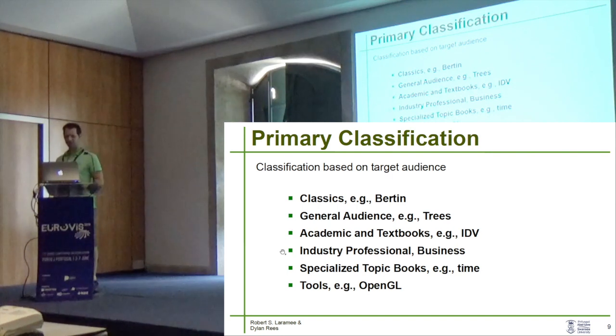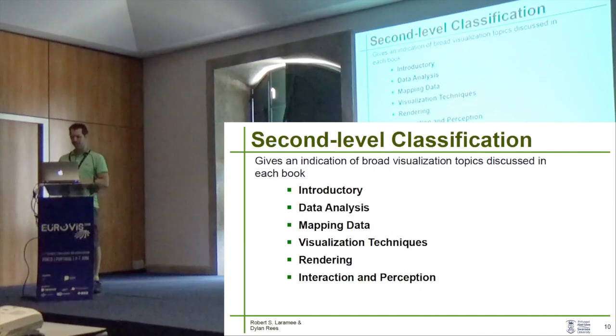We have a set of books that are targeted specifically at people that are already working full-time at a job, maybe in finance, for example, and are trying to supplement their skills with visualization. Then we have our specialized topics that don't try to cover all of information visualization, but focus on a special direction like time. And then we have a few tools. That's one of the dimensions.